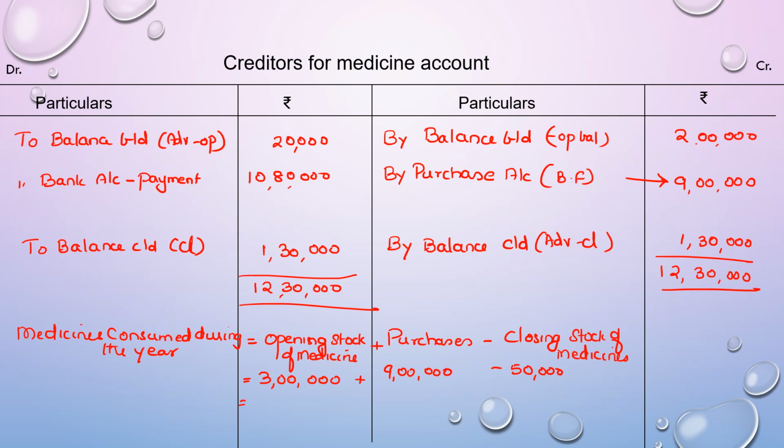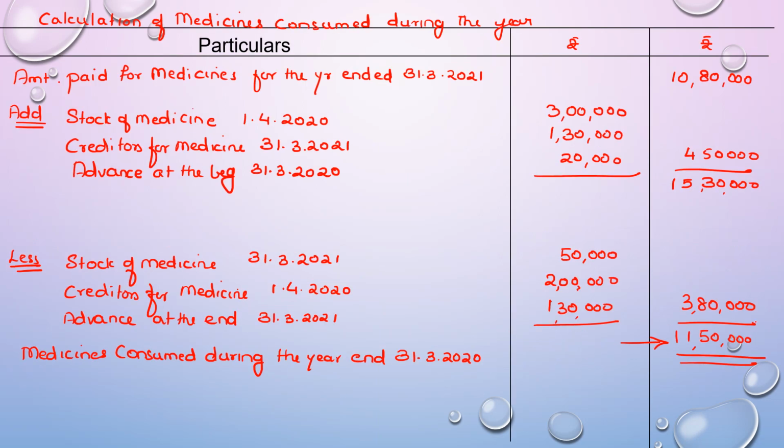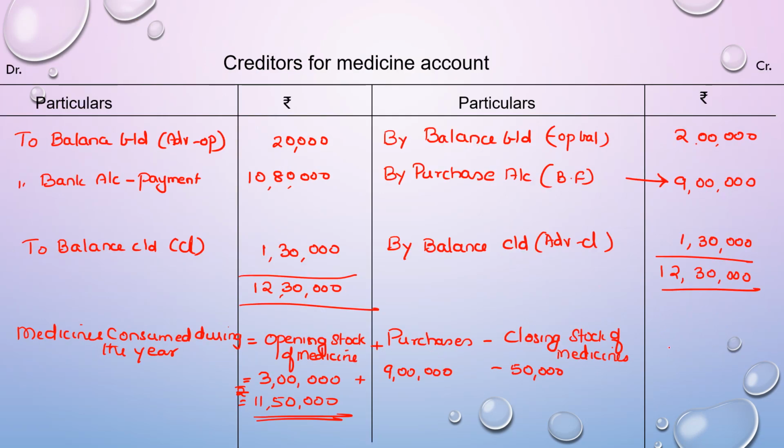Now, if you see, this 9 lakh plus 3 lakh is 12 lakh minus 50 would be 11 lakh 50,000 rupees. So, this is the amount of medicine consumed during the year ended 31st March 2021, and this is the amount that would be debited to your income and expenditure account. Now you can see it is the same 11 lakh 50 which is being calculated using two different methods.